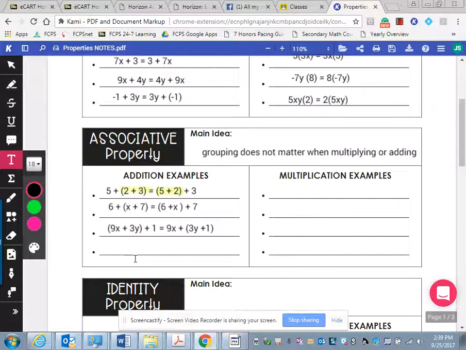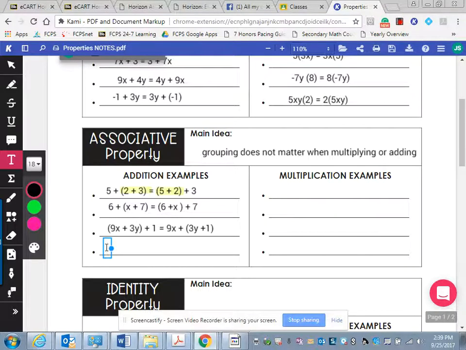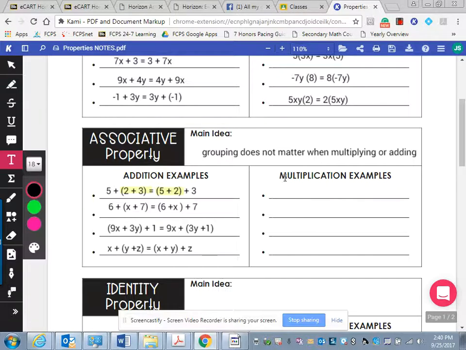One last example we're going to have is this. Let's use some variables. So let's say we have x plus y plus z in parentheses, and we regroup it to be x plus y, close parentheses, plus z. Okay, those are all of our addition examples. So now what we're going to do is create a couple of multiplication examples. Let's go ahead and do one.